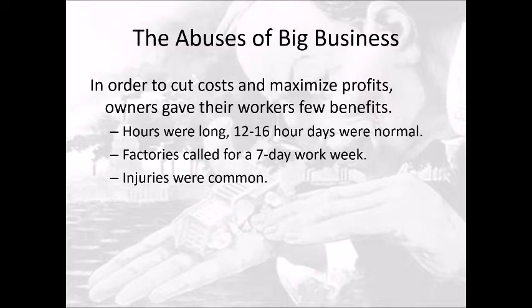All right, and then injuries were common. So if you get hurt and can't come to work, you don't get paid. If you get hurt and can't work anymore, so what? I'll hire somebody else. There's no workers' comp. There's no unions right now. There's nothing to protect you. So if you couldn't come to work a lot, I'd just fire you and find somebody else. No problem. These are the problems and the abuses that big business did during this time.